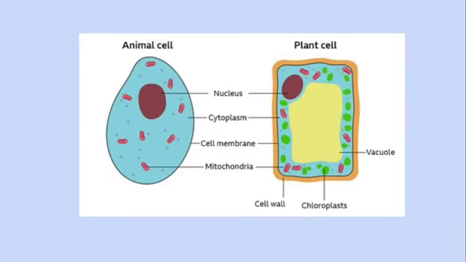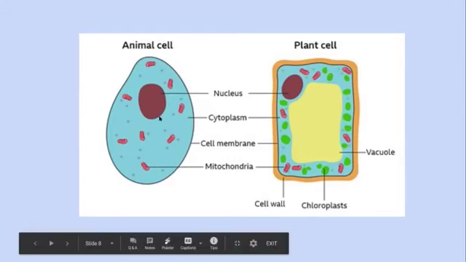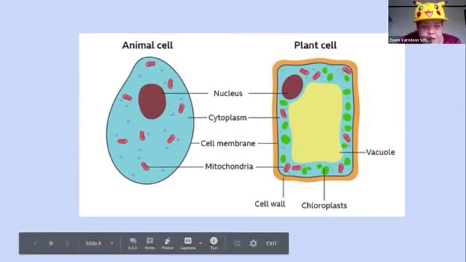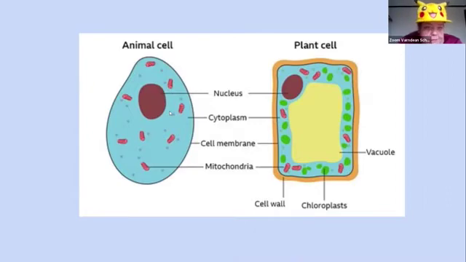We have a question. What are the faint dots? I assume meaning the faint dots that are not labelled are the ribosomes, and well spotted that I'd missed that one off because it didn't have a label. And the ribosomes are where proteins are made.